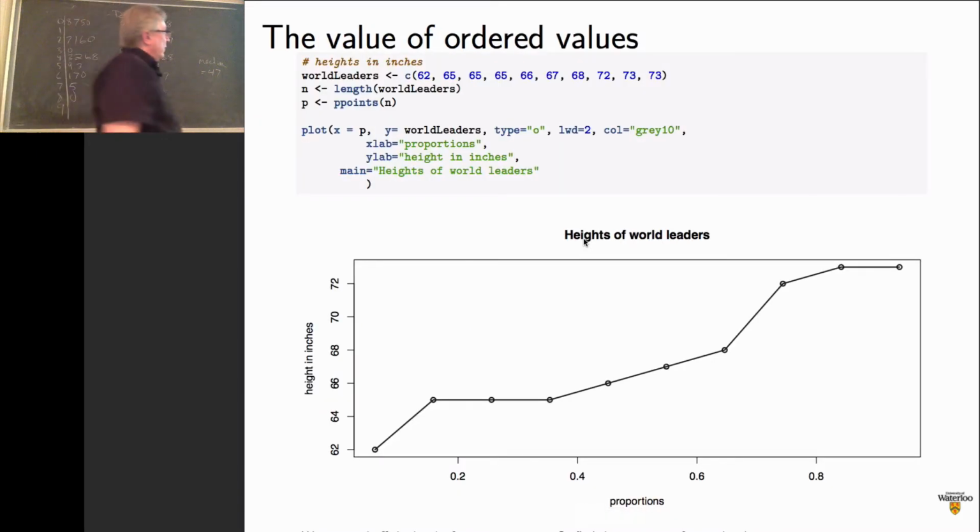So, of course, looking at this in R, the code that we're going to look at, world leaders are here, and I'm just going to plot, using this function here, pp points, getting me the proportions. There's a slight something that we'll talk about in a minute. And I'm just going to plot the proportions on the x-axis versus the sorted values on the y. And so what I want to look at is that curve. And what is that curve?